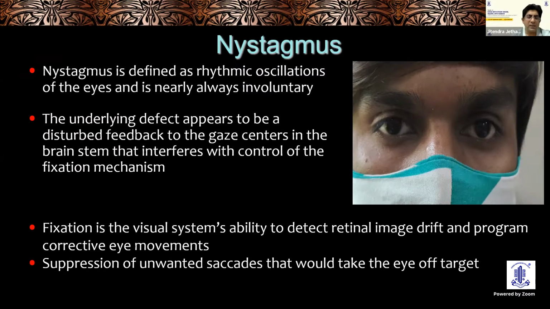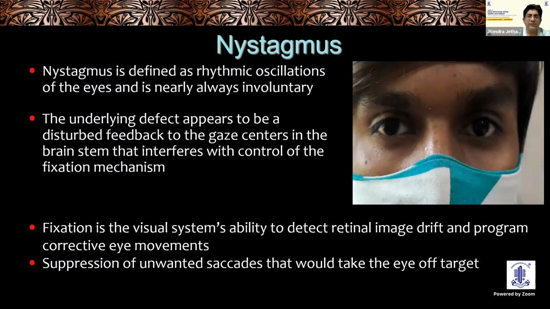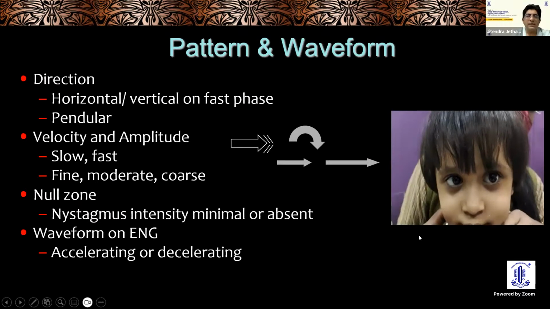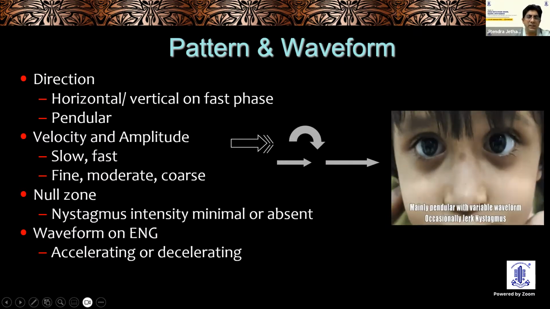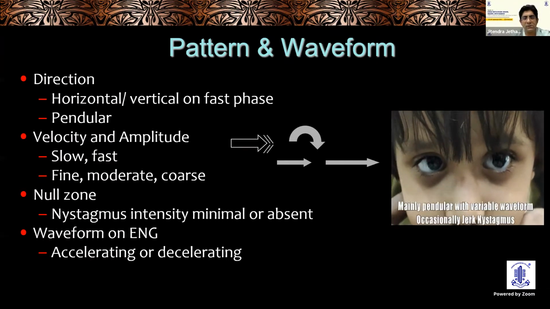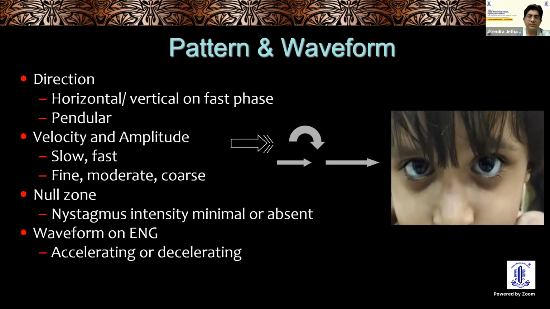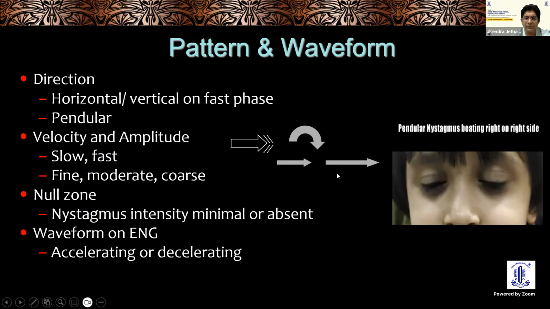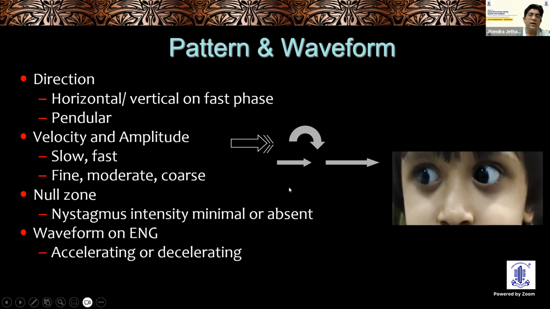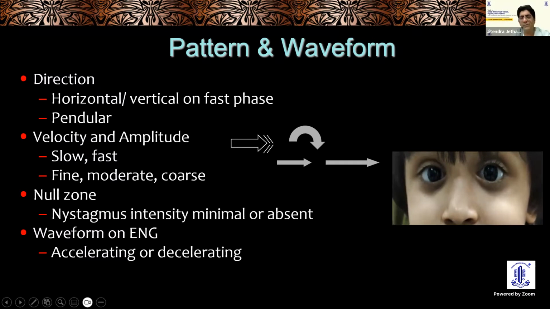And the suppression of these unwanted saccades that would take the eye off the target basically prevents nystagmus in all of us. Whenever a patient of nystagmus comes, we should see the direction, which is the fast phase, whether it is horizontal or vertical, whether it is pendular or jerk, and the velocity and amplitude. These are some of the signs that we can use. We can make a grid of 9 gazes. I'm not going into a lot of detail on documentation, but a little documentation should be done. We should try to look for a null zone.